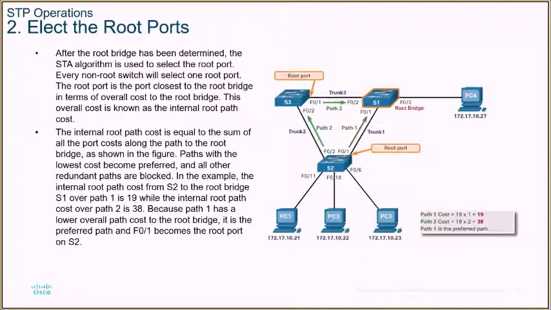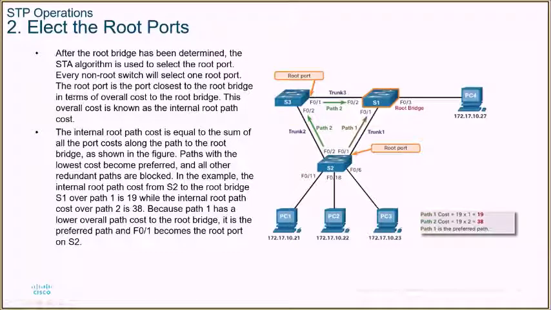Okay, so root ports. After the root bridge has been determined, the spanning tree algorithm is used to select the root port. Every non-root switch will select one root port. So the root bridge doesn't have any root ports because it is the root bridge. It doesn't need to use a port to get to the root bridge. While the others do have a root port, and of course that is the lowest cost link to the root bridge.